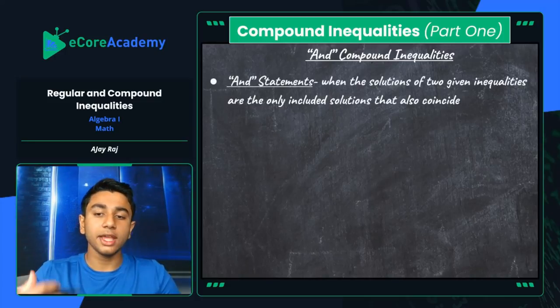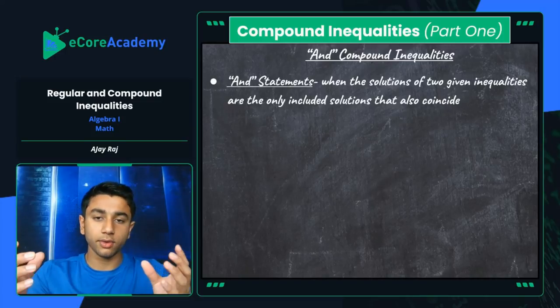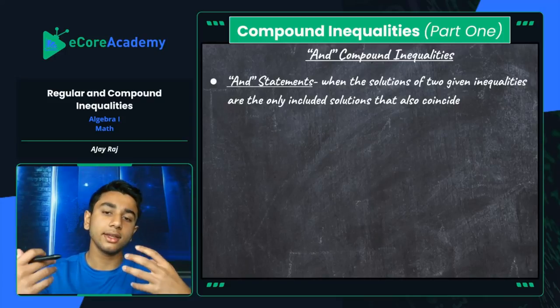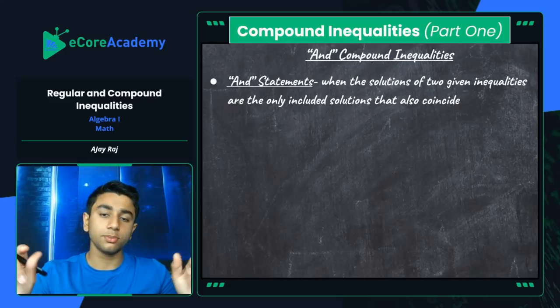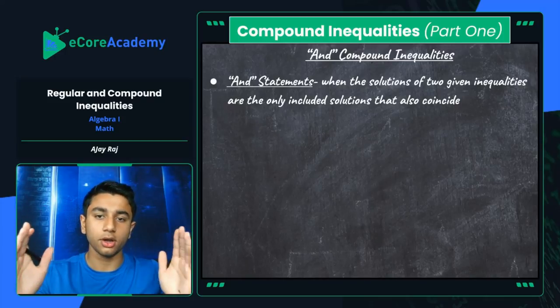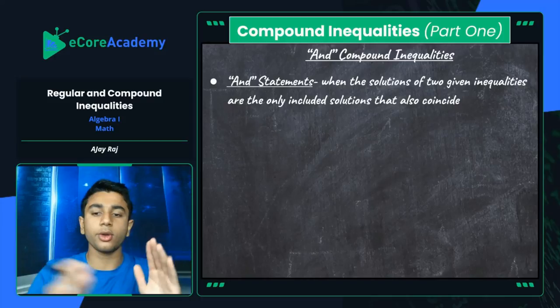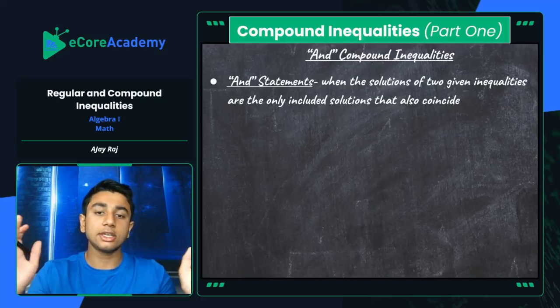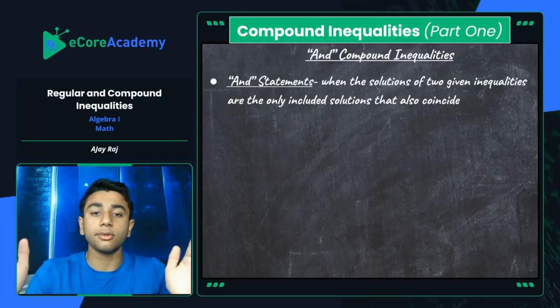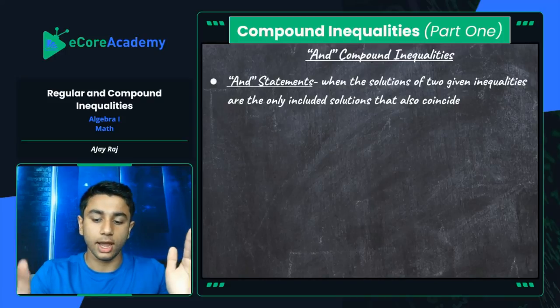The and compound inequality occurs when the solutions of 2 given inequalities are the only included solutions that also coincide. This occurs when you have 2 different inequalities represented on a number line, and in between those inequalities, all you're going to have is the word and. Now, what exactly does that mean? That means that both of those inequalities will both pass as the same exact set of data points on your number line. And instead of going on infinitely in either direction, it's going to have definitive endpoints, like a line segment. You'll know exactly what your values are and how many values you have.